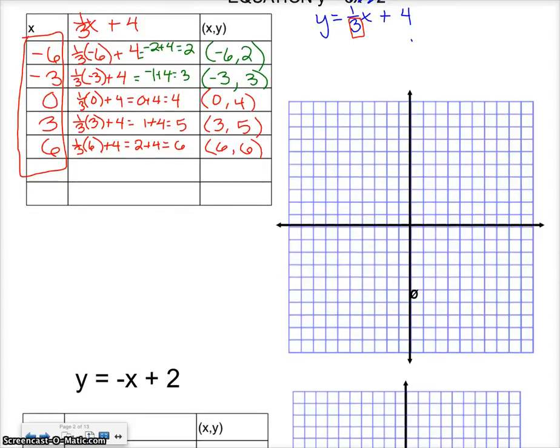Okay, so -6, 2. 1, 2, 3, 4, 5, 6, 1, 2. -3, 3. 0, 4. 3, 5. 6, 6. Definitely looks linear, so I know I did all of the math right. If all of a sudden you got a big dip, then you did not do your math right. You messed up one of the values, so that's how you can check. And then you make a pretty line, and you have to include your arrows. You have to show that it's a line.